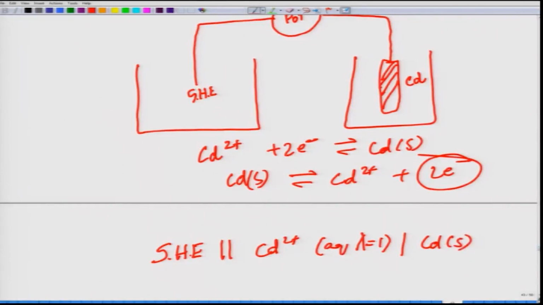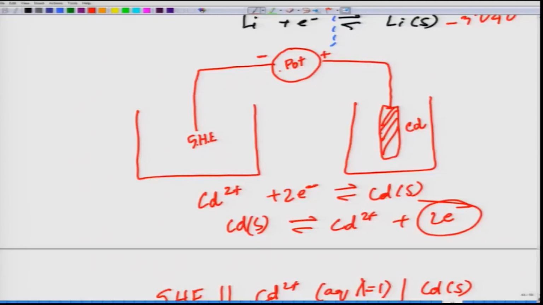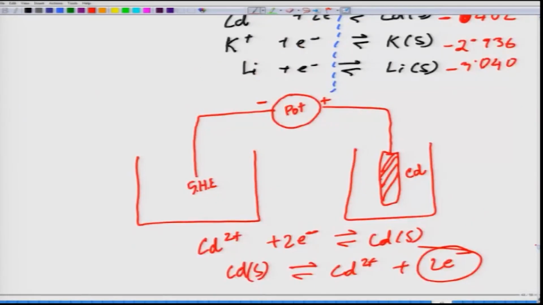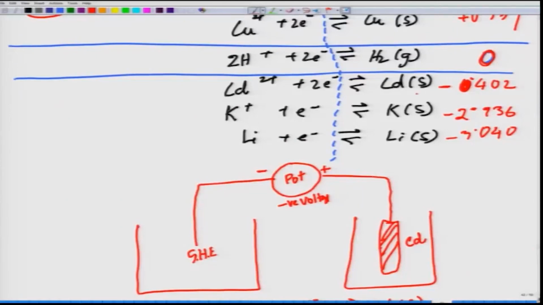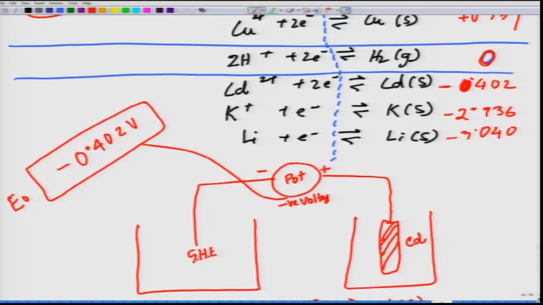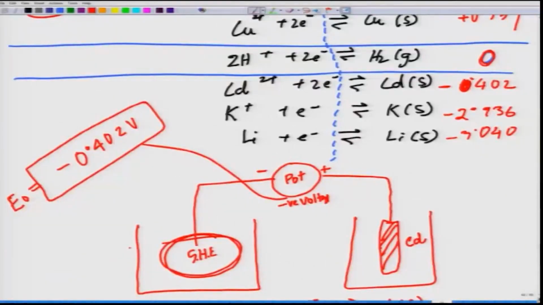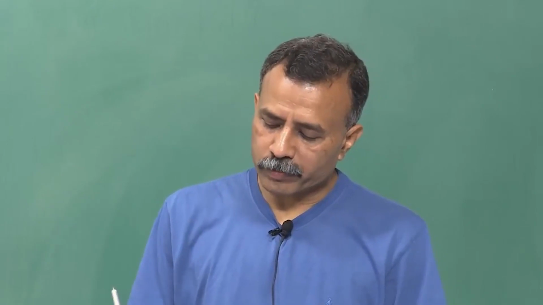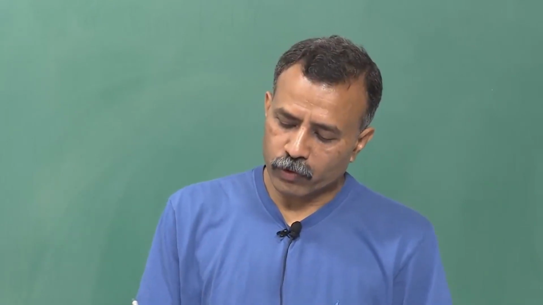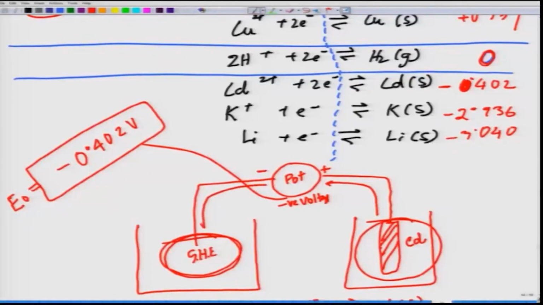And what we are observing is, if you follow the chart, it is showing you negative voltage, and the negative voltage is minus 0.402 volt, which means in this situation, this electrode, standard hydrogen electrode, has more power to pull the electron as compared to cadmium, because the electron flow is now happening in the reverse direction like this.